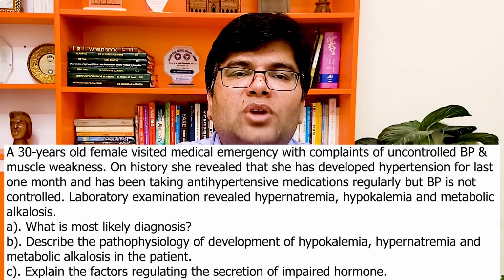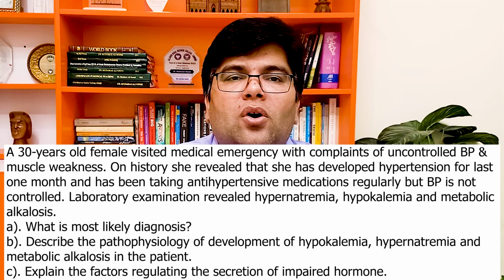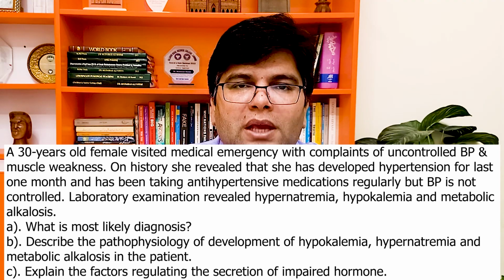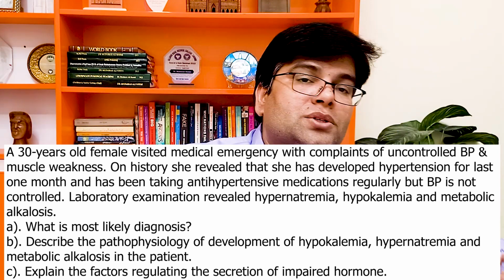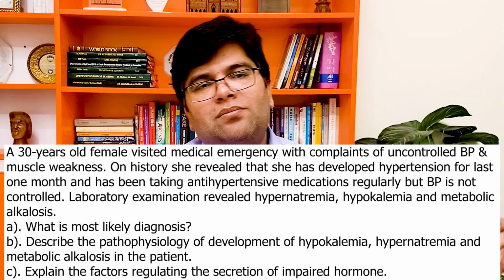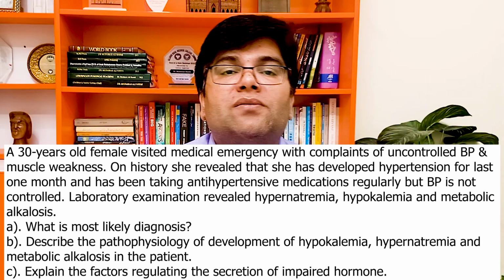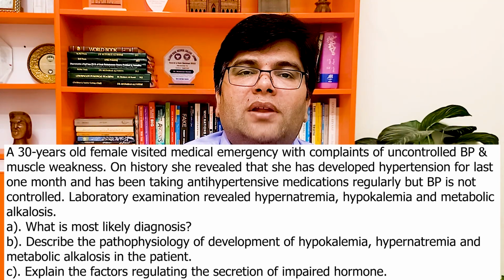Hypokalemia means decrease in potassium in our blood. This is because the main function of aldosterone is to increase reabsorption of sodium and cause secretion of potassium ions and also secretion of hydrogen ions. So when there is more secretion of potassium, it means potassium will be lost in urine. So that's why potassium level in our blood will decrease.